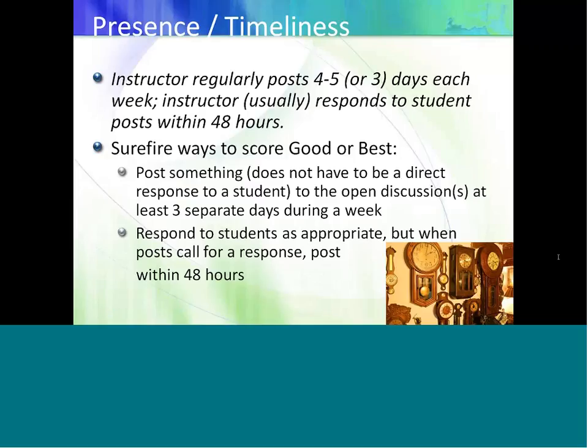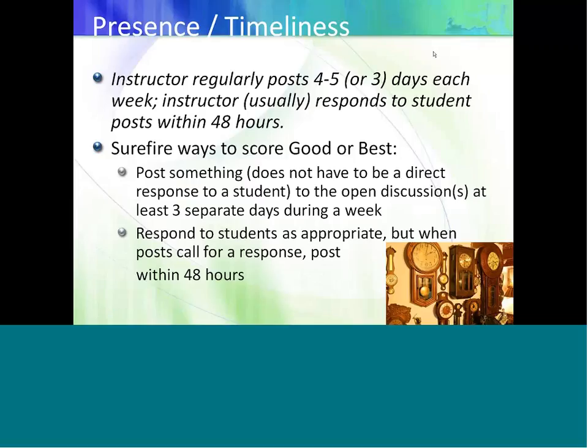For presence, the QA standard is asking if instructors regularly post 4 to 5 different days each week. That would be for a best rating, or at least 3 days per week, which would be a good rating. And in the category of timeliness, the standard is looking at whether the instructor responds to student posts within 48 hours. That would be a best rating. Or is the instructor at least usually responding to student posts within 48 hours? That would be a good rating, a G.